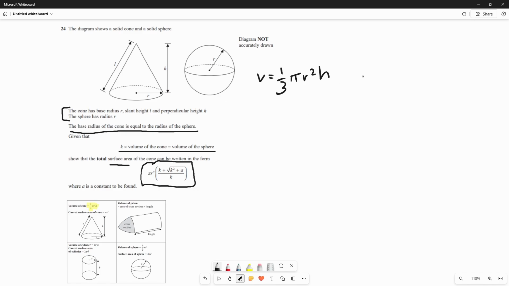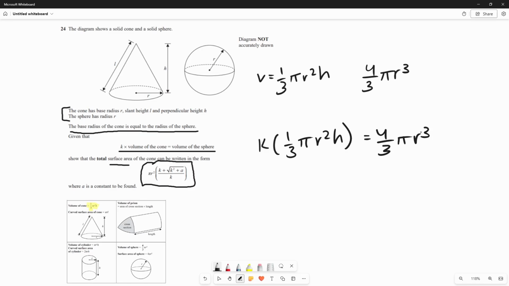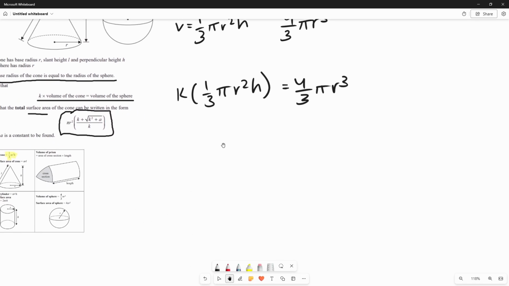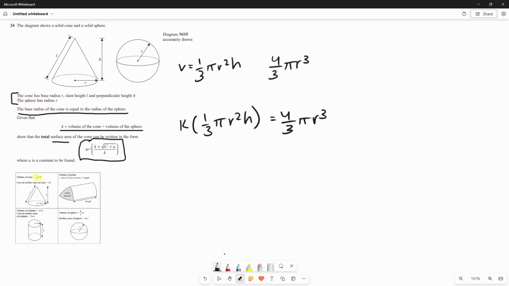And volume of sphere is 4 over 3 pi r cubed. So it tells us that k lots of the volume of the cone is the volume of the sphere. So we can write over here k lots of 1 over 3 pi r squared h equals 4 over 3 pi r cubed. Quickly expand that out: 1 over 3 k pi r squared h equals 4 over 3 pi r cubed.